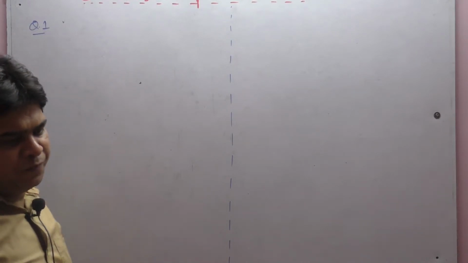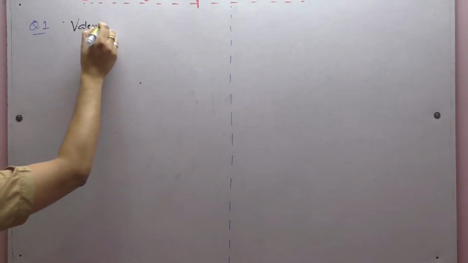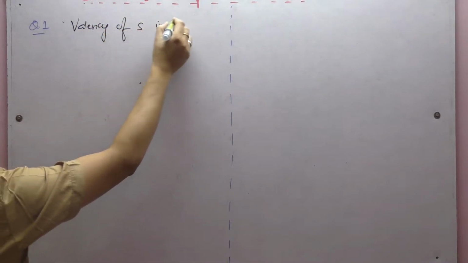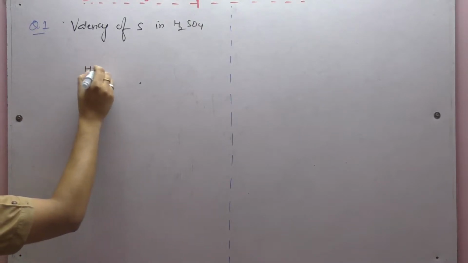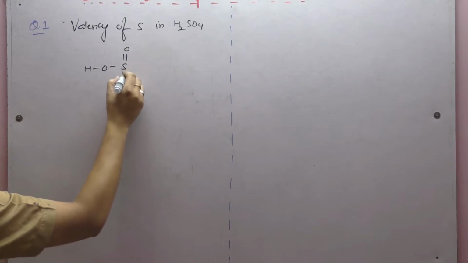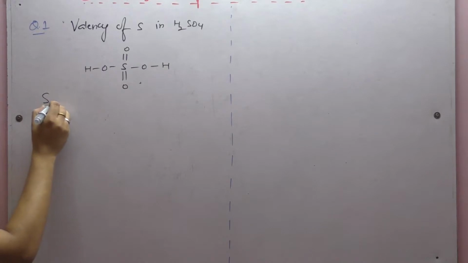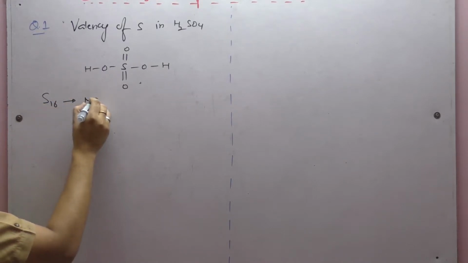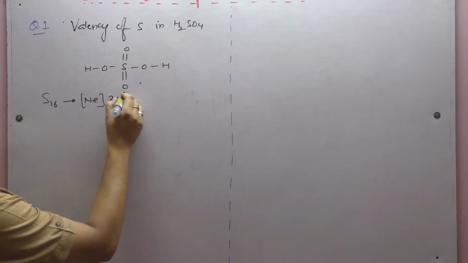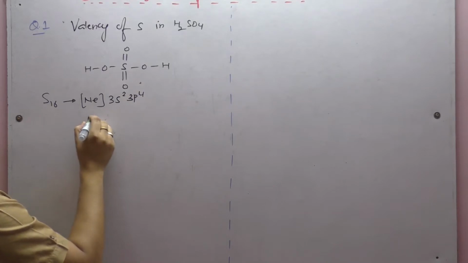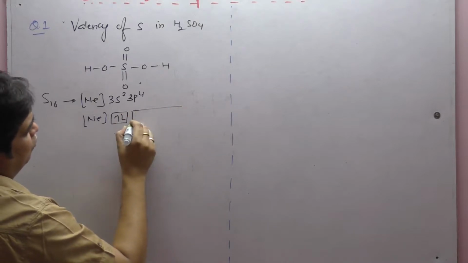Question number 1 is the valency of sulfur in H2SO4. So you can see the structure of H2SO4 will be like that here. So it is going to form the 6th bond. Sulfur is 16. It has valence electrons, neon core and 3s2 3p4. So all these 6 electrons are going to be used in the bond formation.